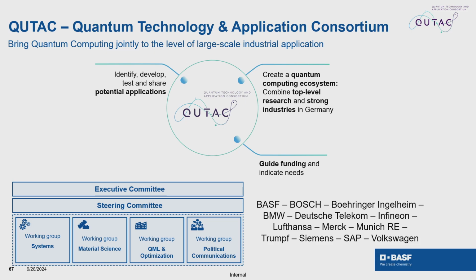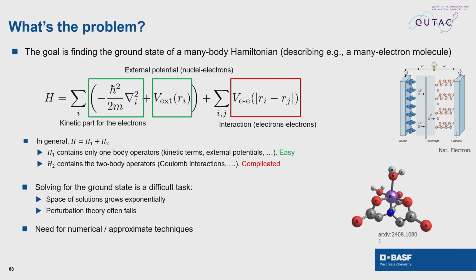I will not say what QUTAC is, because I think there were already some talks presenting the activities of QUTAC. I will just say that one of the working groups in QUTAC is the working group of material science. And what we do there is to try to identify, develop, test, and share potential applications of quantum algorithms for industry-relevant use cases.